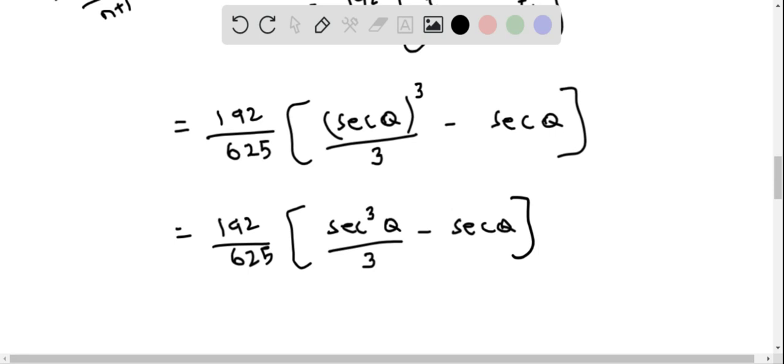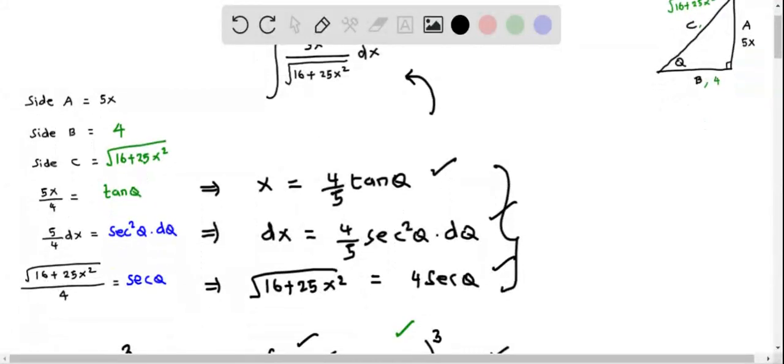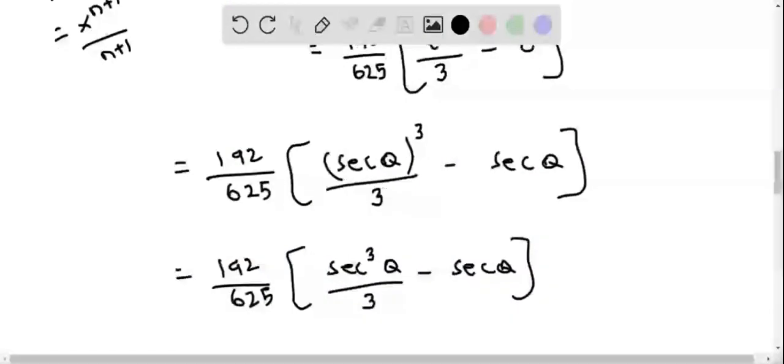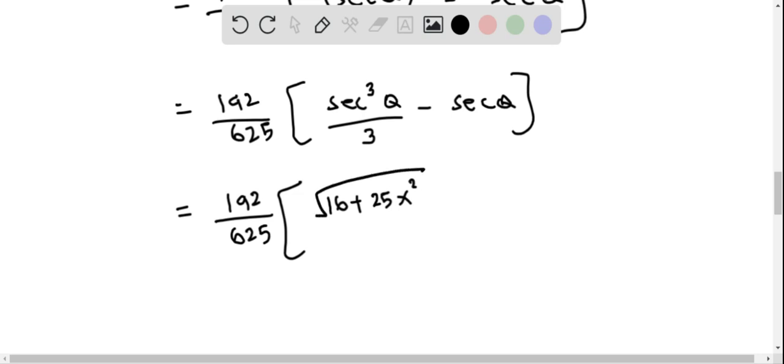Now we have to do the back substitution for secant cubed. For this, we will go back to the original expression. As you can see here, the secant cubed is the square root of 16 plus 25x squared over 4. So we can replace it like that. Therefore this becomes 192 over 625 times the square root of 16 plus 25x squared over 4. This is quantity cubed. I replace this for secant cubed, and we also have that 3, so that is divided by 3.